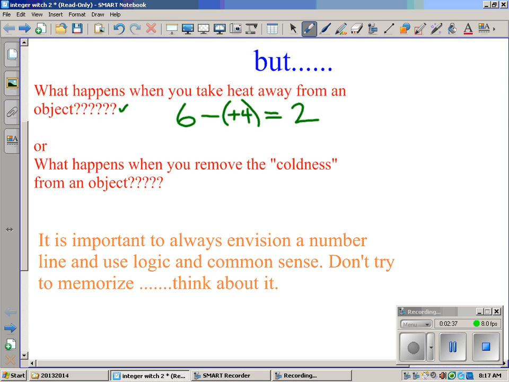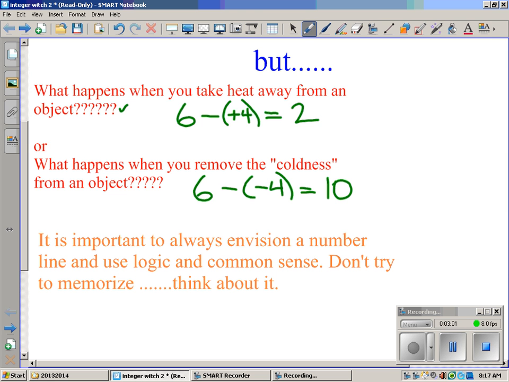And what happens when you remove coldness from an object? So if it was again 6, but we took away a bunch of cold cubes, if we had cold in it, if we could grasp it with our hands and remove it, the temperature of that drink or temperature of anything would go up. And would go up by the same amount. So 6 minus -4 is 10.